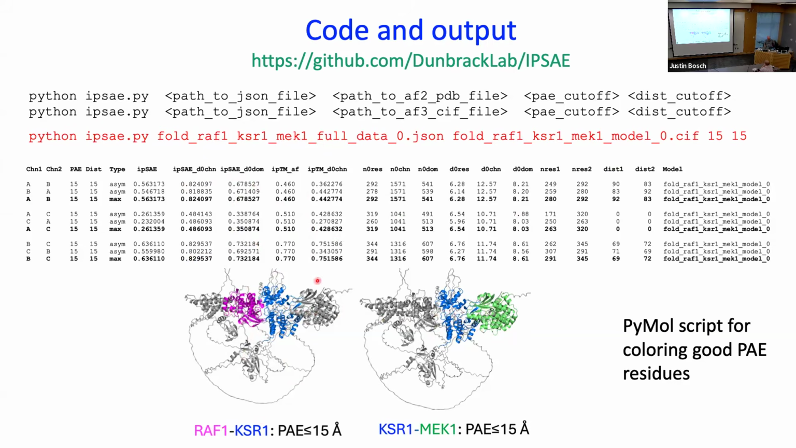So there's a good ipSAE score between chain B and chain C, which you see right here. And so you can apply it to a whole set of models, and it will tell you what parts of one chain are interacting with what parts of another. It's very useful.